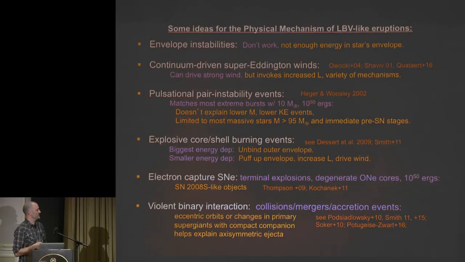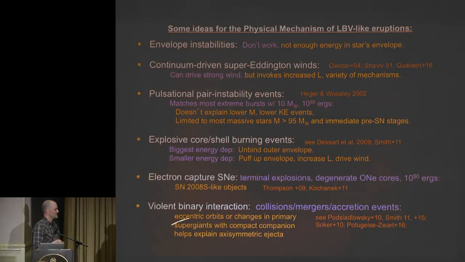And then there's a whole family of what I would call violent binary interaction, things like mergers and collisions. The trick with these is that you still need to get a transient event. And what you need for that maybe is either an eccentric orbit or you need some change in the primary star. Something has to initiate a runaway mass loss that wasn't happening before, because we see these transients turn on and they weren't doing it 10 years ago. So you still need some kind of changes. So it may be a combination of more than one of these working together.